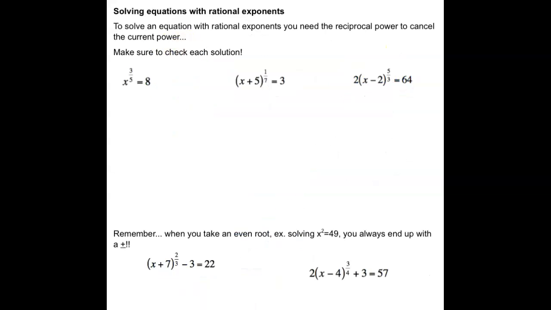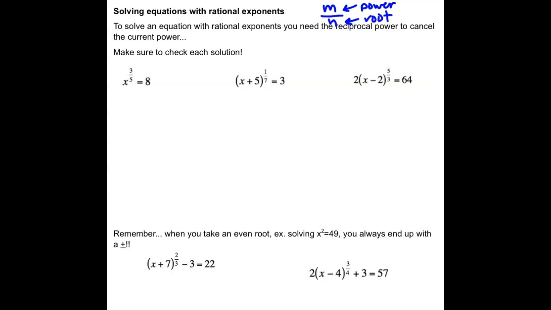Shifting to solving when we have a rational exponent. Remember that in a rational exponent, the top number is our power and the bottom number is our root. Okay? So we're still looking at radicals. They're just written a different way. So to solve an equation with rational exponents, we need to use the reciprocal power to cancel the current power. And again, make sure that we check our solutions.